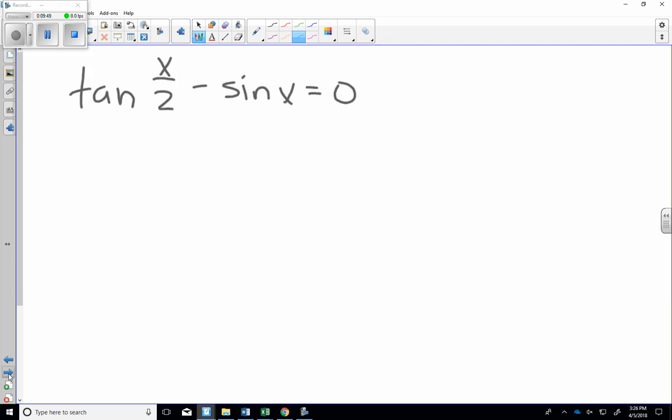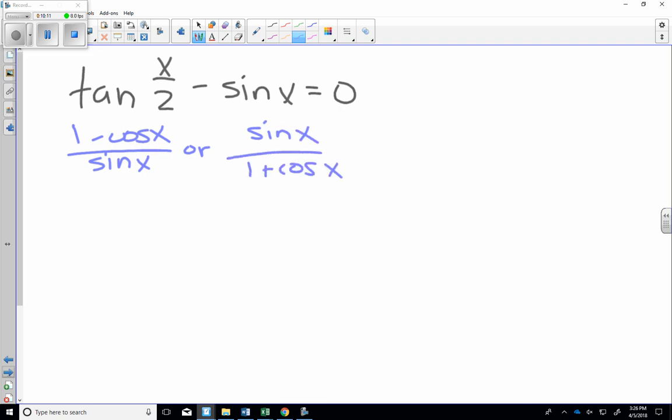And then moving on, solving this equation. We have another half-angle identity, tangent of x over 2, which can become 1 minus cosine of x over sine of x, or you can choose sine of x over 1 plus cosine of x. Now, which one do you want to use with this one? I think probably the one on the left would be a better choice for it, because that has a single denominator.